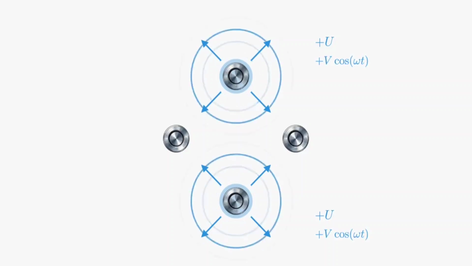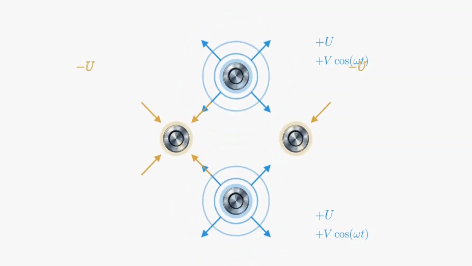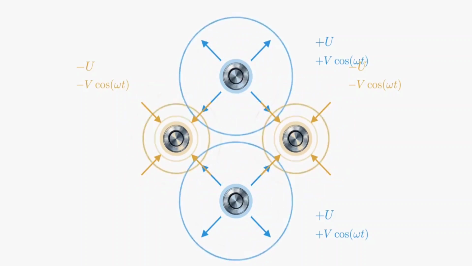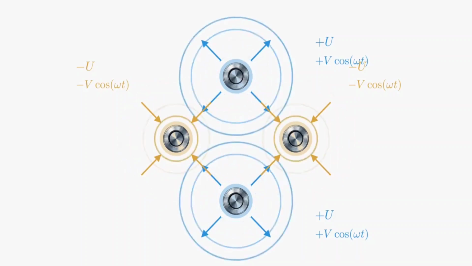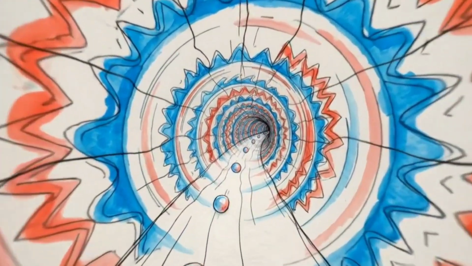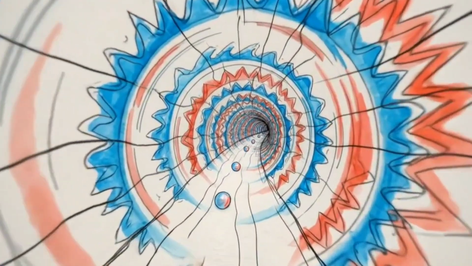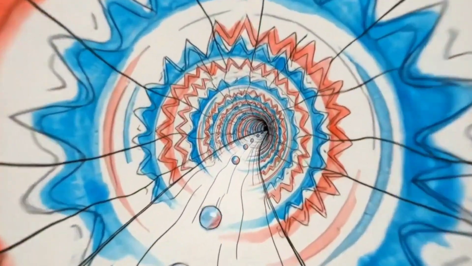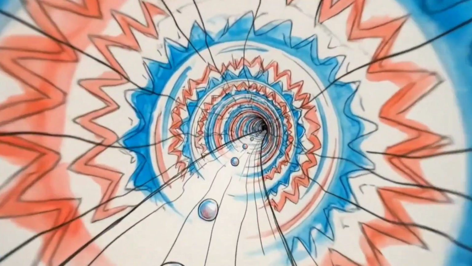The y-axis, top and bottom rods, carry a positive DC bias, plus U, superimposed with an RF wave, plus V cosine omega t. The x-axis rods receive the opposite, a negative DC bias, minus U, with an RF wave 180 degrees out of phase. Layering a constant static pole with high-speed oscillating pushes creates a spatial trap where only particles of specific mass-to-charge ratios maintain a stable path.